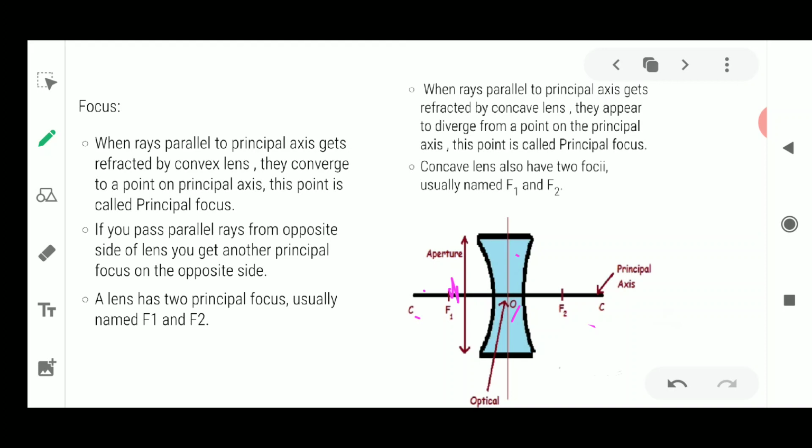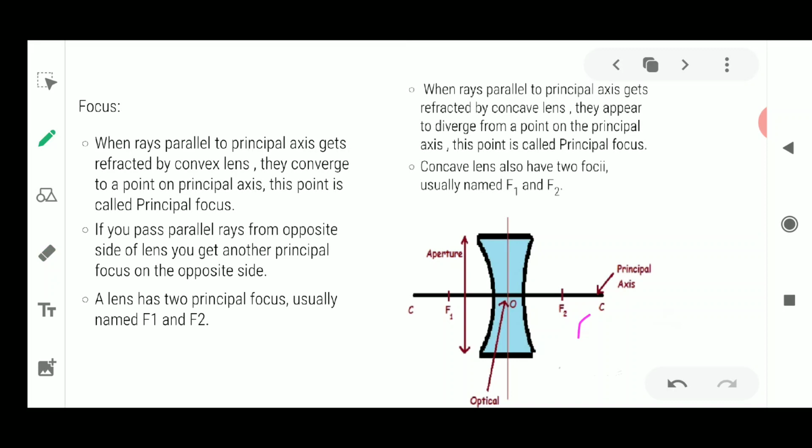Okay, so here this F1 is going to show you the first focus, which represents the first refracting side, and the second part is going to represent the second focus, which represents the second refracting side of the concave or the convex lens.